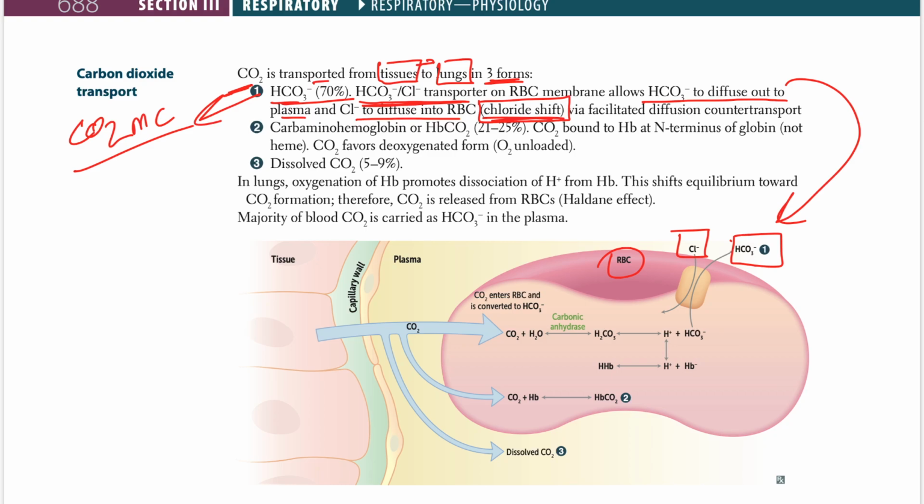The second most common type of transport for carbon dioxide is carbaminohemoglobin, or HbCO2, which is about 25%. So CO2 would bind.